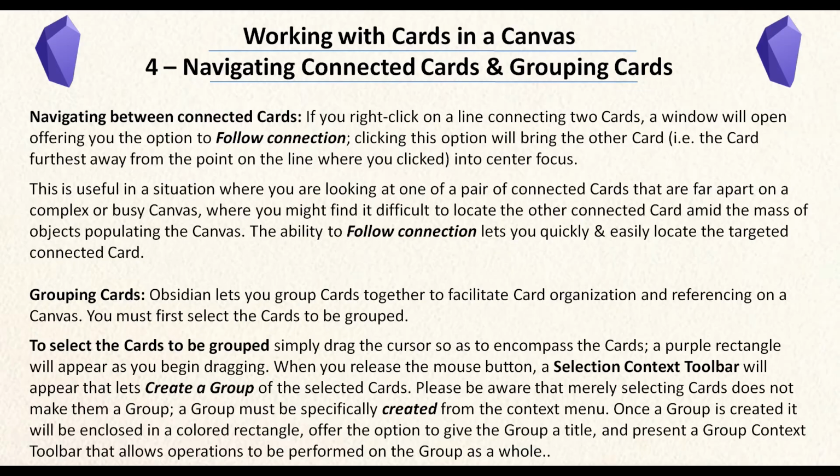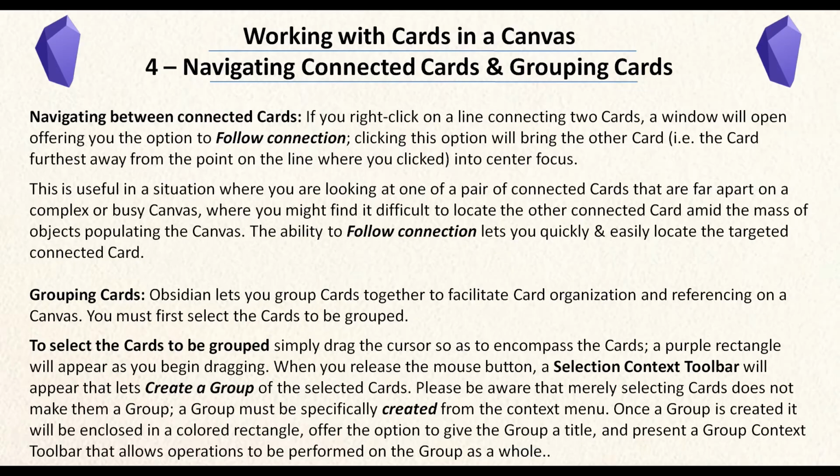Since canvases are infinite in scope, both vertically and horizontally, you often find that they become very, very busy, very, very populated, and it can become quite easy to lose track of particular cards. And there are many options provided by Obsidian to let you find cards and focus in on them, and this is one of them, follow connection.